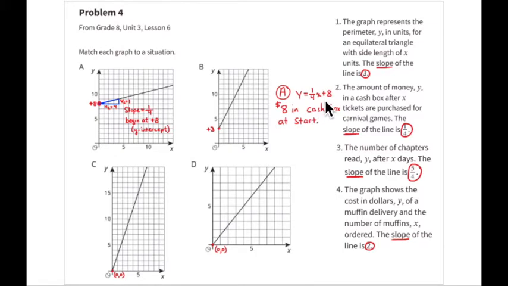So 1/4 times the number of tickets sold is going to be the money that you take in for selling those tickets. And then you have to add the $8 that were in the cash box to begin with. And that $8 is there to make change as you sell tickets.